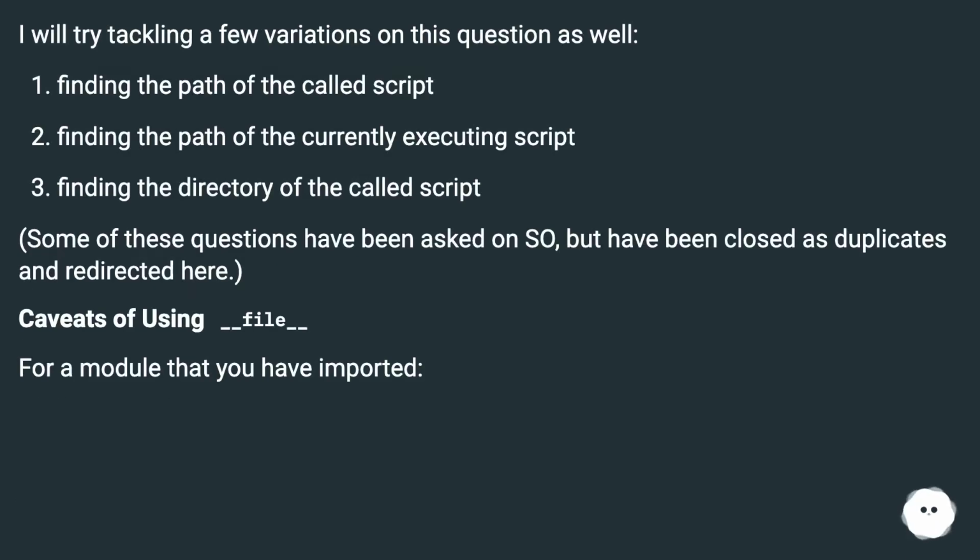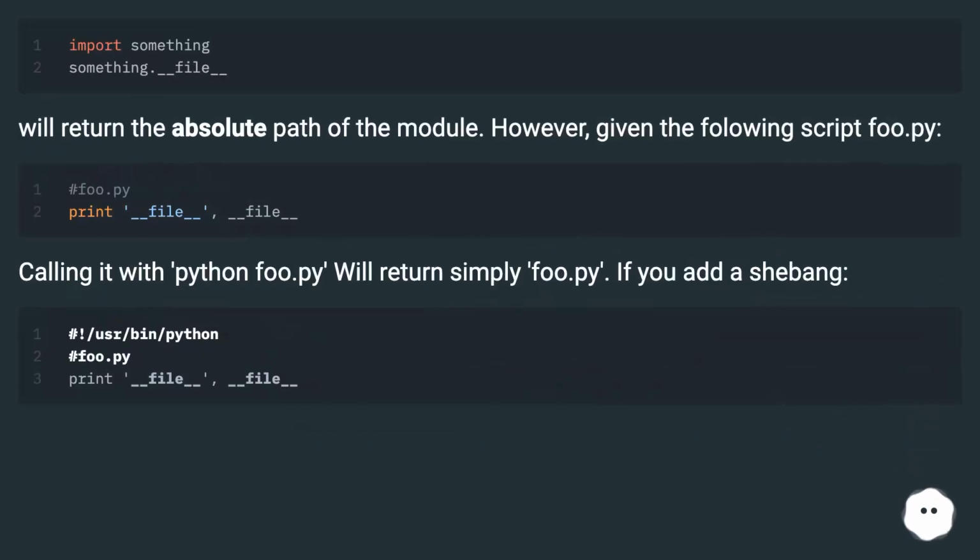I will try tackling a few variations on this question as well. Finding the path of the called script, finding the path of the currently executing script, finding the directory of the called script. Some of these questions have been asked on SO, but have been closed as duplicates and redirected here. Caveats of using __file__ for a module that you have imported. This will return the absolute path of the module.